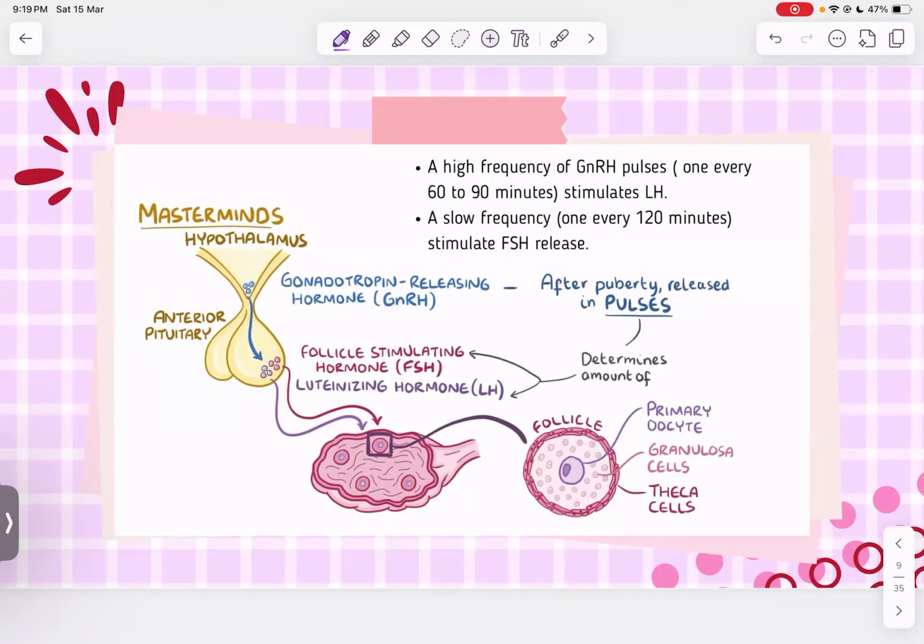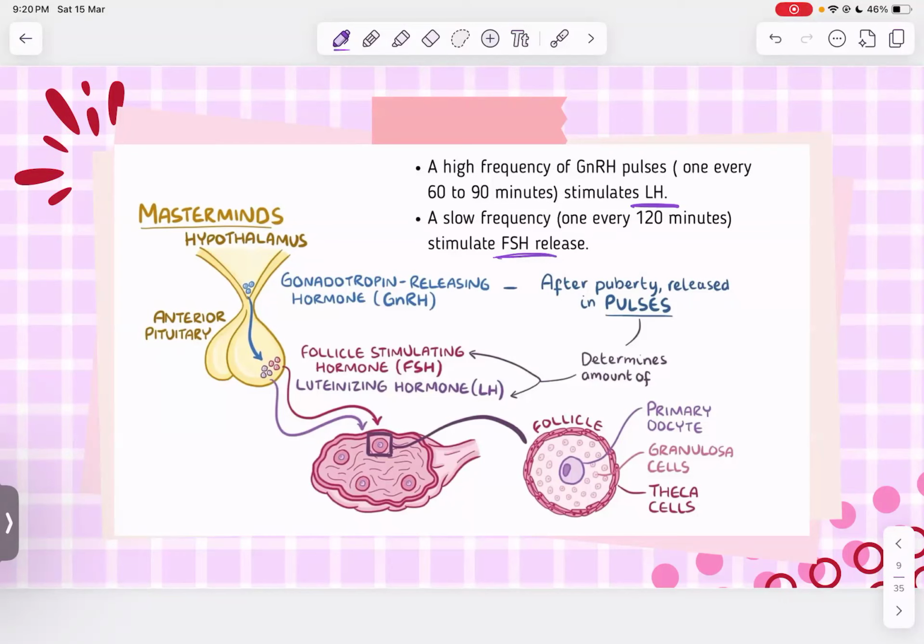Now, how does the GnRH know what hormone to release, since it releases both? Subhanallah, it's based on pulses. If there is a high frequency of the pulses of GnRH, about 1 every 60 to 90 minutes, it will stimulate LH. And if it's a low frequency, about 1 every 120 minutes, it will stimulate FSH. All right?